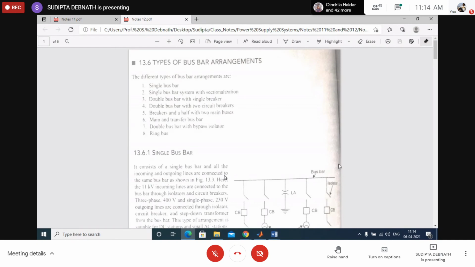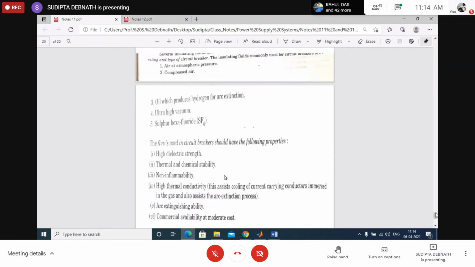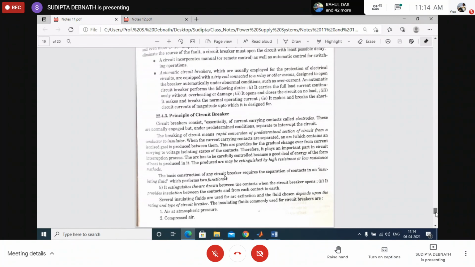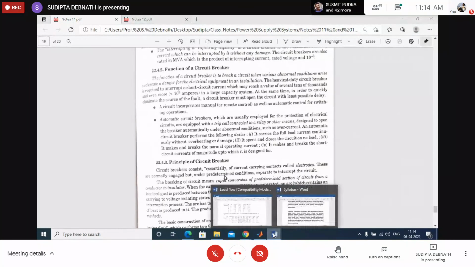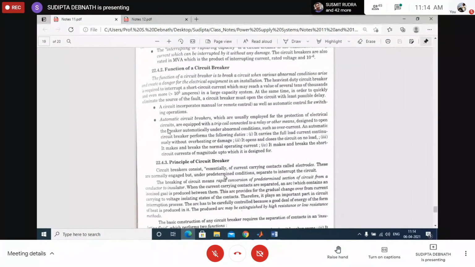I will send this book. There are some typographical errors. Just now I mentioned that the circuit breaker opens and closes the circuit on no load, but this is wrong. Opens the circuit at no load is totally wrong. It opens the circuit under loaded condition, when the current is carried by the circuit breaker. So unless you attend the class and go on studying, it will be difficult anyway.